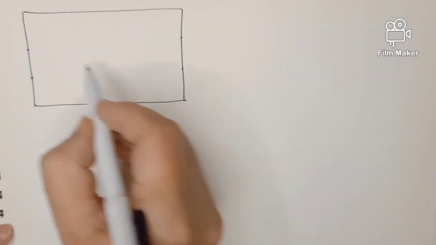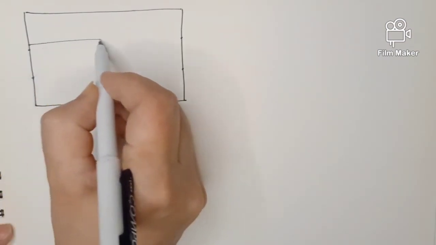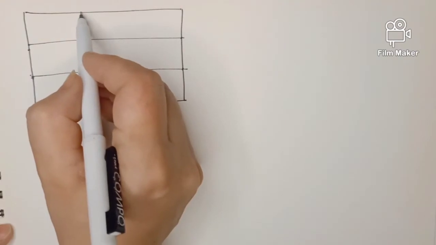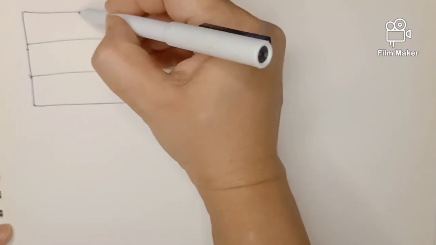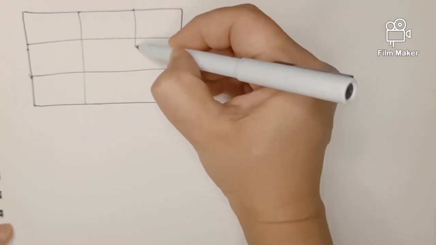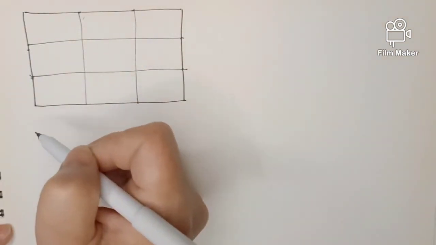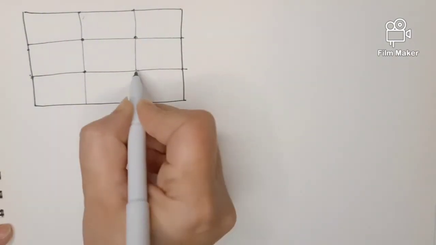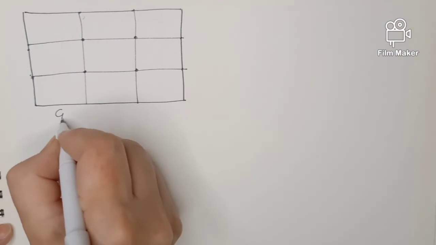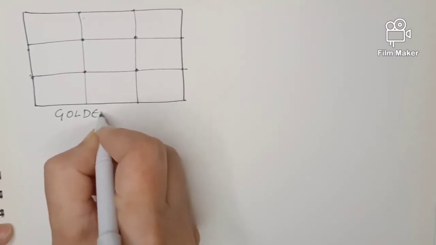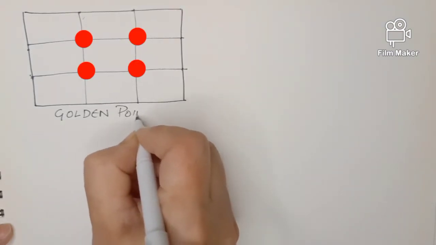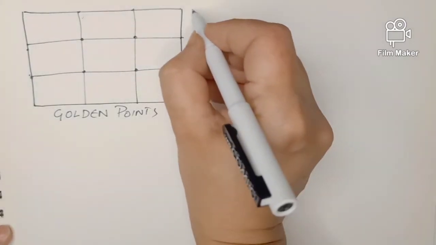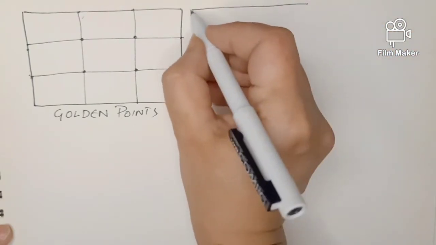Now here you are going to divide your space into 3 equal parts horizontally and 3 equal parts vertically. This way you get about 9 blocks, and wherever the lines overlap each other you create these points. These points are called the golden points, and this is the rule of thirds we are following. So 3 parts vertical, 3 parts horizontal, and all together 9.